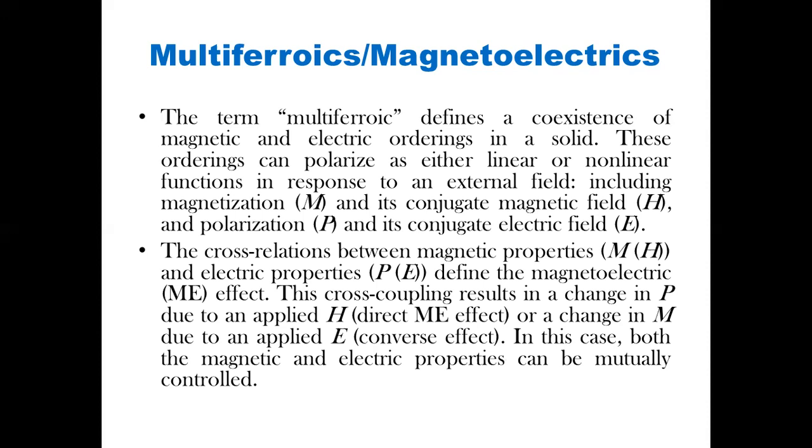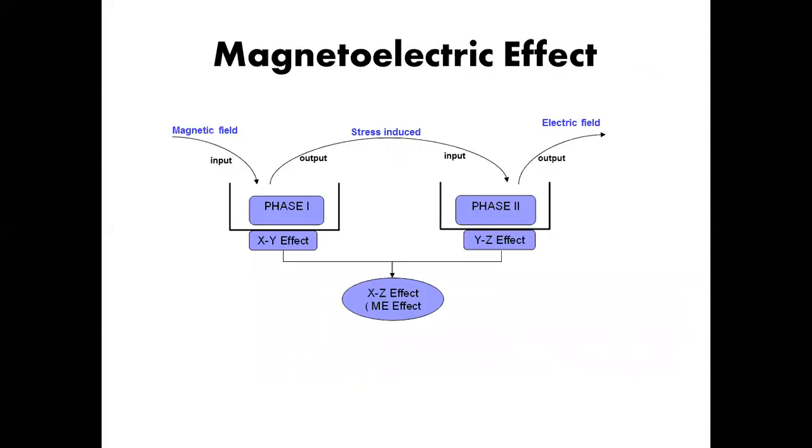So this cross coupling results in a change in P. P means polarization due to an applied magnetic field, which we are calling the direct ME effect, and a change in magnetization M, capital M, due to an applied electric field, that is called the converse effect. So in this case, both the magnetic and electric properties can be mutually controlled. Such materials these are.